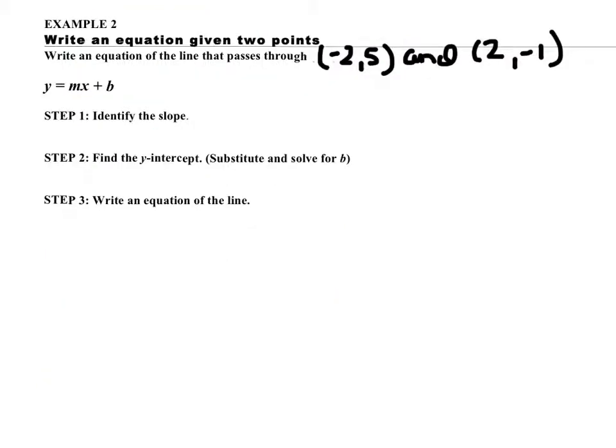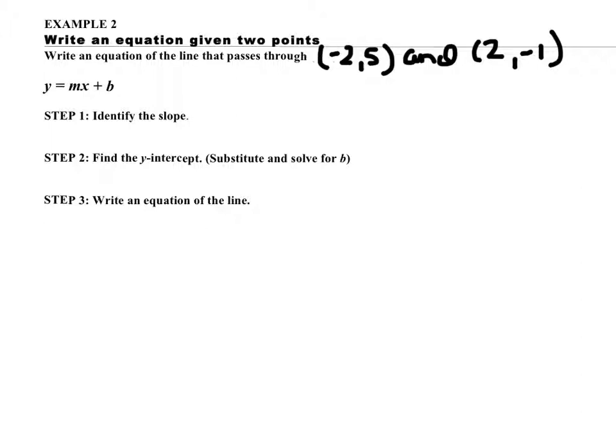All right, so now in this example, we're going to be looking at writing an equation when we're just given the 2 points. But the concept is the same. We're always going to be looking for y is equal to mx plus b. We're identifying the slope, and we're going to identify the y-intercept as well.